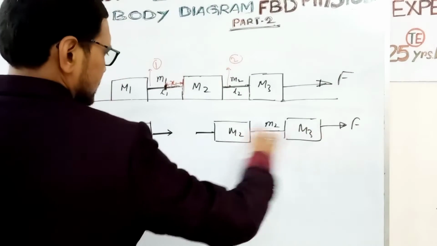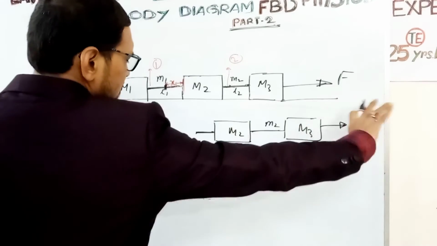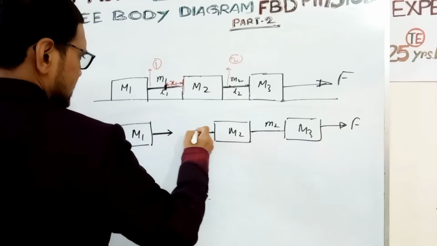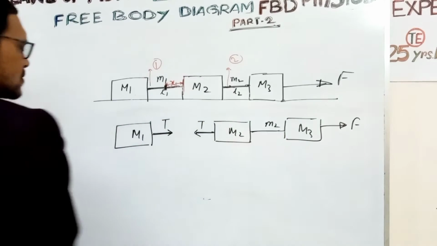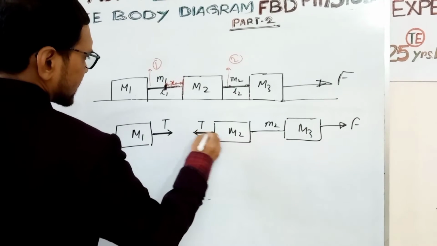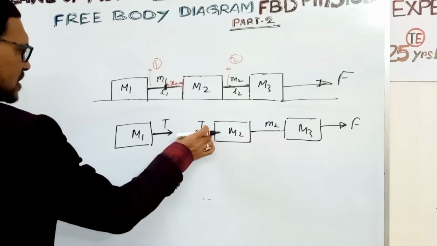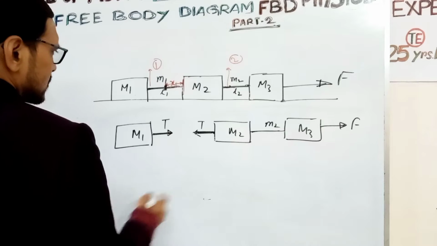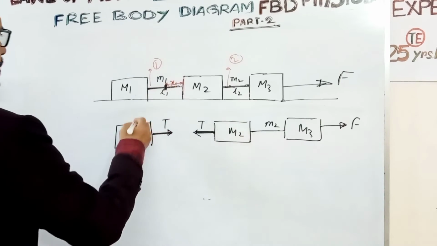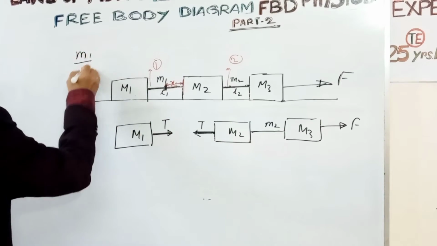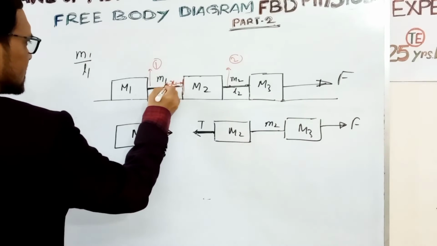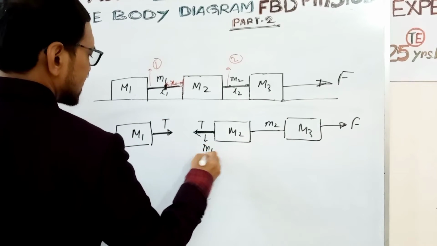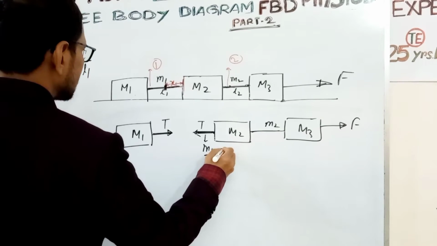Now the whole system moves in this direction. So the tension of the string acts on this side and on that side. Now what is the mass of this part of the system? This mass and this mass you have to calculate. Take the mass per unit length as m1 by l1. Now this is distance x, so this mass is m1 by l1 into x.